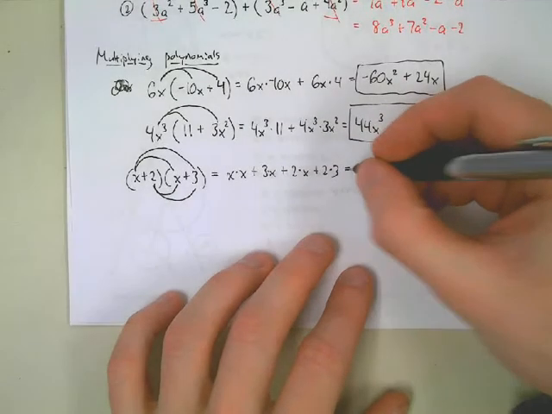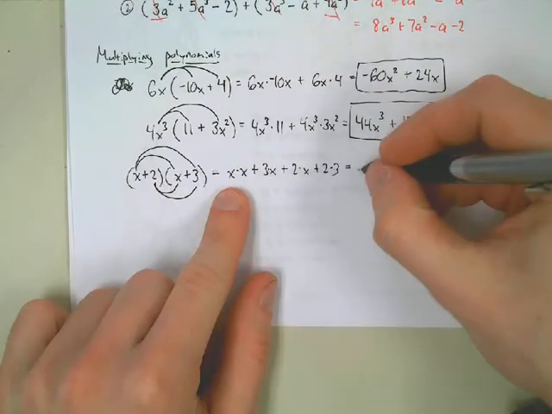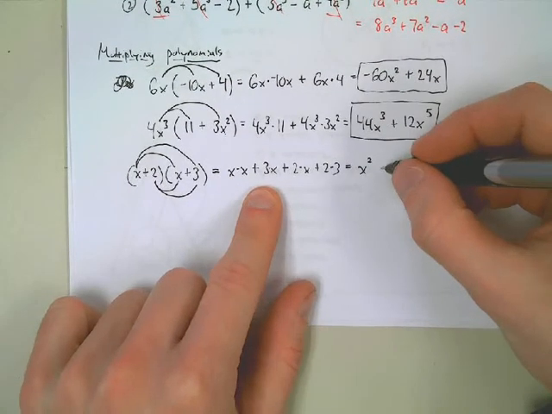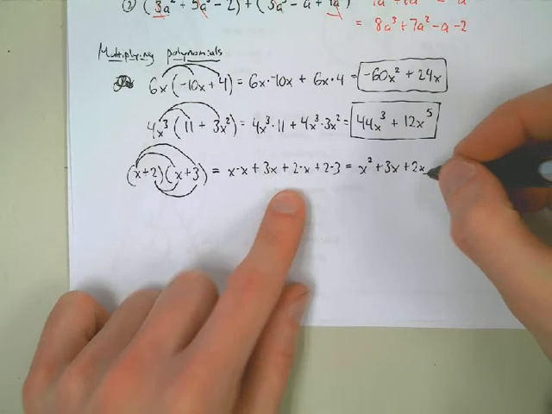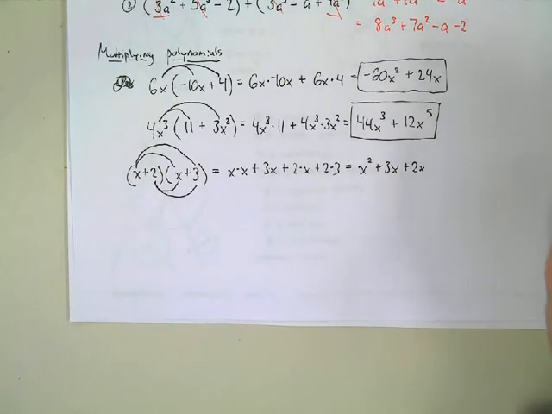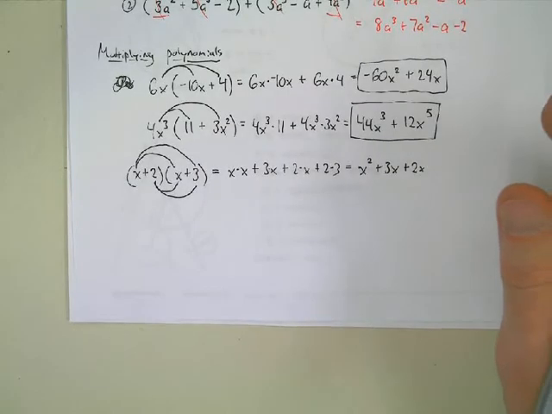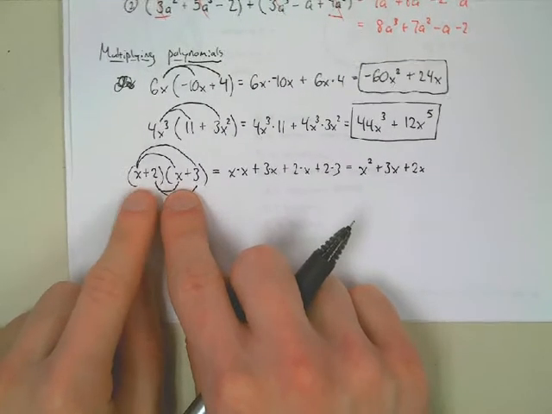Yes, so an acronym that we use for that is FOIL. Now, FOIL only works when you're multiplying two binomials. We can multiply something even bigger than this. Like I could do a trinomial, 3 terms times a trinomial, and this kind of method would work. You just multiply everything here times everything in here.